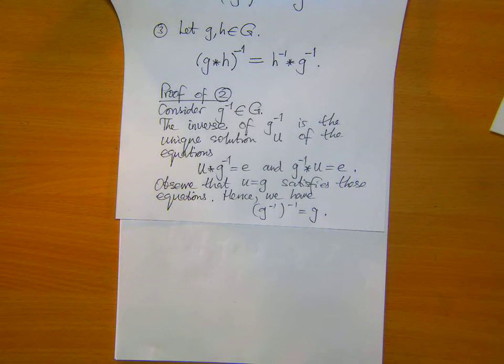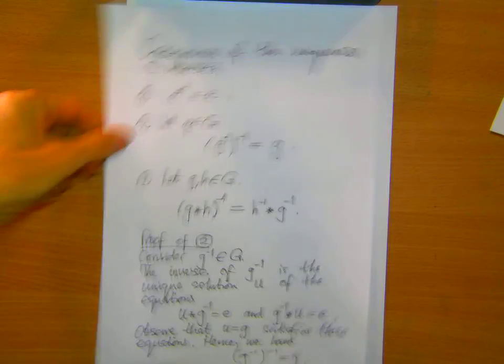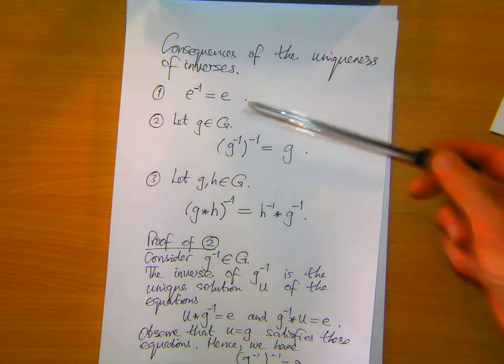Well, I won't prove the other two, but they're similar. What you do is you write down the simultaneous equations for the inverse, and then spot that the only solution is what these results say. So you can do that for 1, for 3.